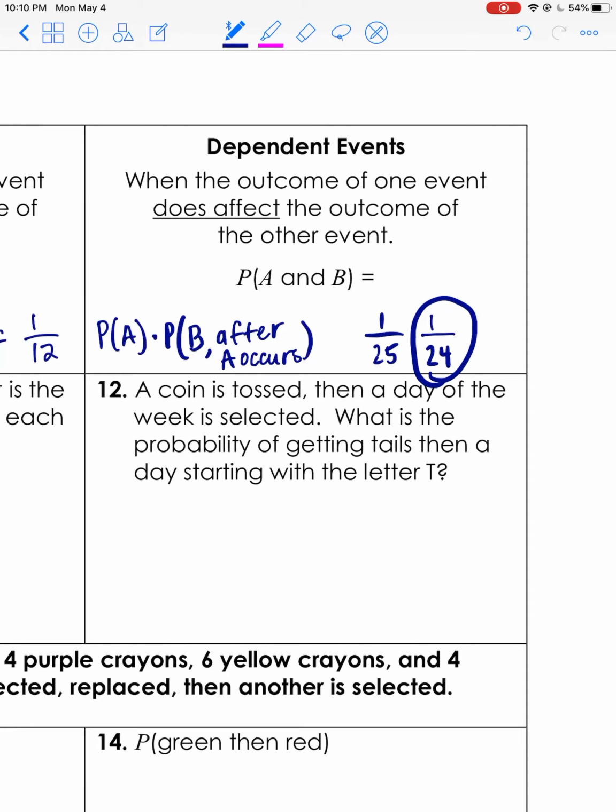Really important that you're paying attention to the question, though, because if I had said, I have a cup of popsicle sticks, I take your name out, but then I put your name back in, and then what's the probability that I take your friend's out? Well, that would still be 1 out of 25 because the total number of names in the cup is still 25, right? So you just have to pay attention to the question.